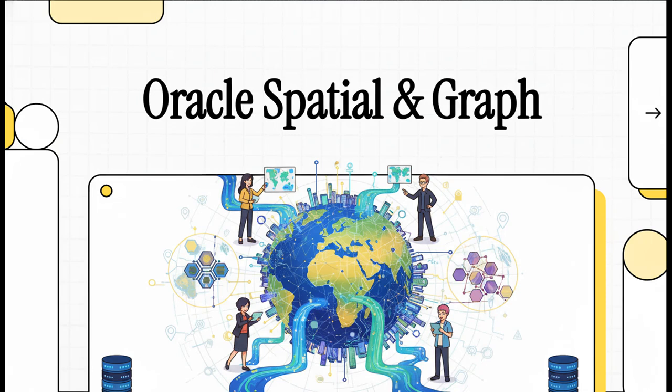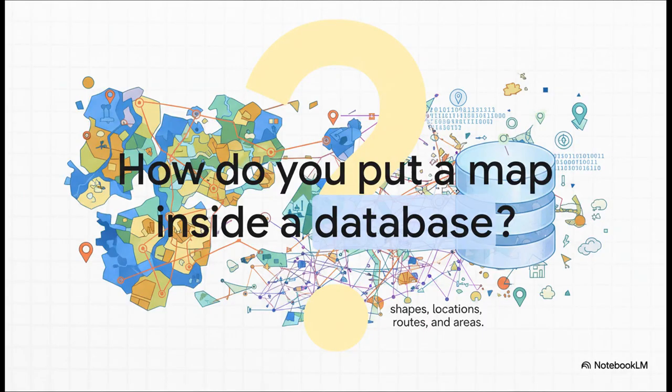All right, today we are diving deep into a piece of tech that totally changed the game for databases. I mean, it took them from being a simple filing cabinet to being a living, breathing map of the world and all its connections. We are talking about Oracle Spatial and Graph. So let's just start with this one simple question. How in the world do you put a map inside a database?